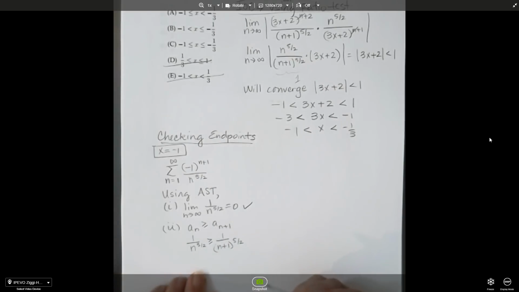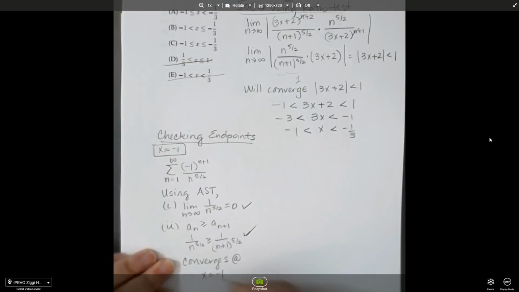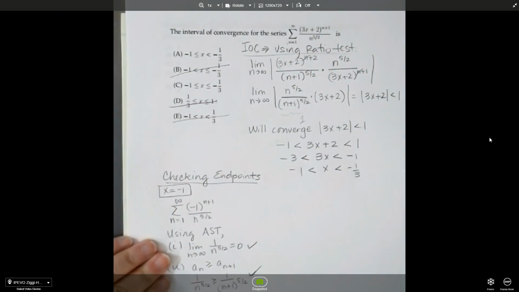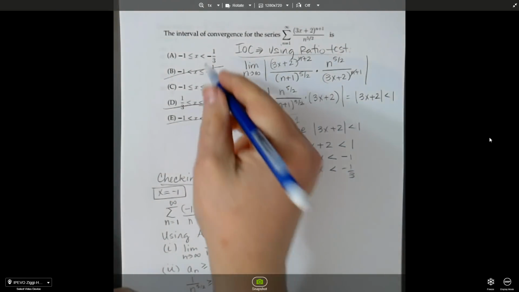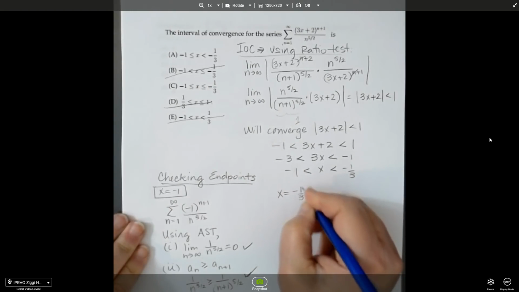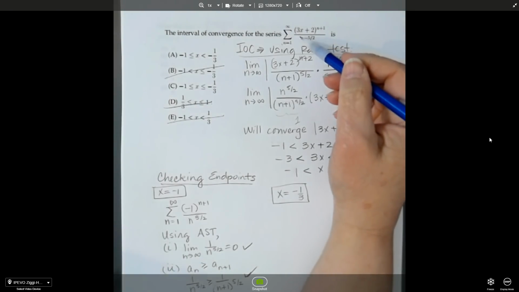Well, which denominator is bigger? This denominator is bigger, so this fraction here is smaller than this one. Check. So this one converges at x equals -1. So I have to have an equals on the -1 part of this. So now I know I can eliminate this one. And so clearly I have to check the x equals -1/3.